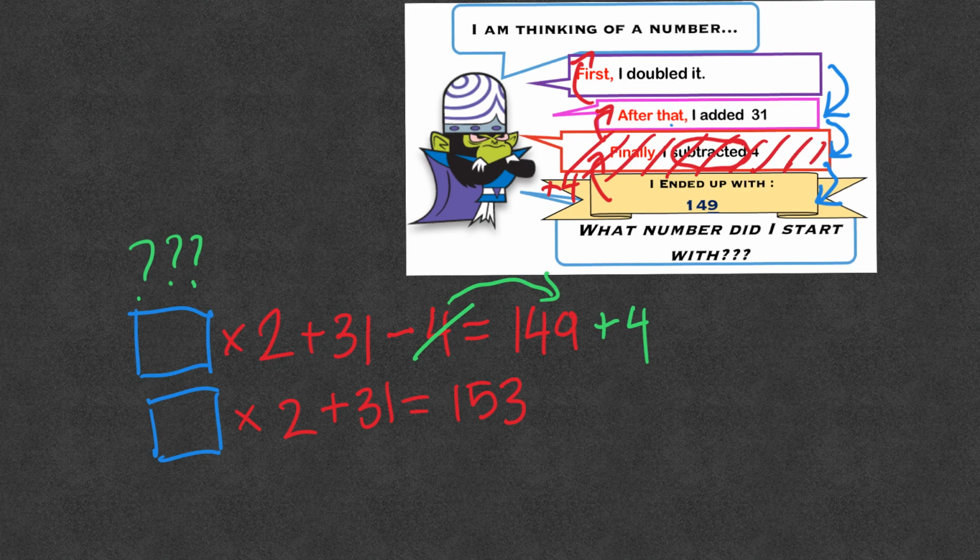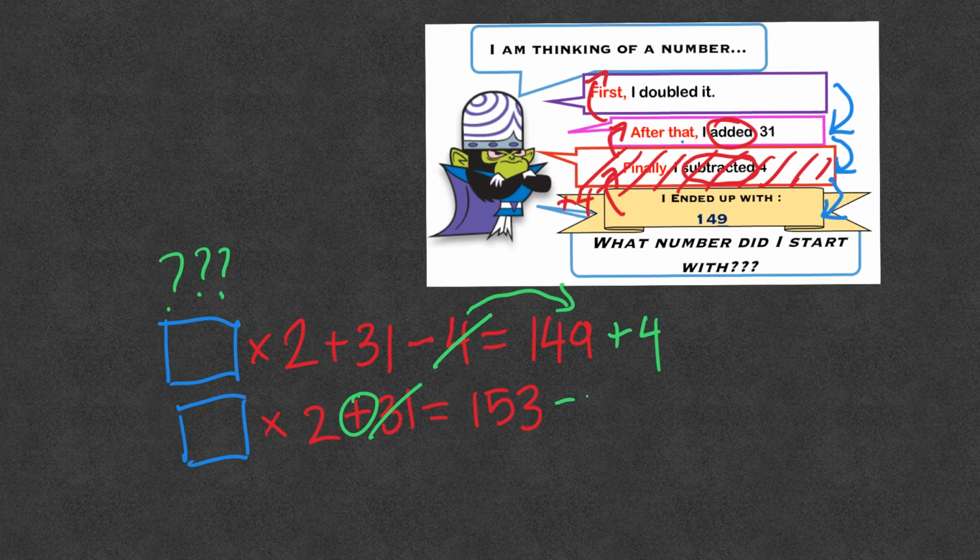Now, if we've added 31, we need to do the opposite. We need to remove that addition. So we're going to subtract 31. We're moving it to the other side. We're undoing that step. So we're taking away 31. So our mystery number doubled is the same as 153 take away 31, 122.